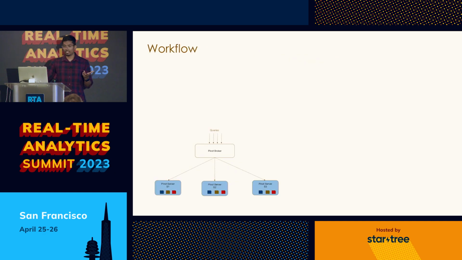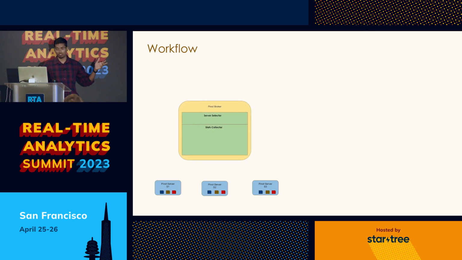So the workflow basically looks like this. So we have a Pinot Broker. This is a naive round-robin based Pinot Broker that is going to route queries to each of these Pinot servers. And here we have 3 Pinot servers, S1, S2, and S3, that are all hosting the same segments. We are going to replace this with a sophisticated Pinot Broker that has adaptive server selection feature. And we can see these 2 components that we talked about, the server selector and the stats collector.